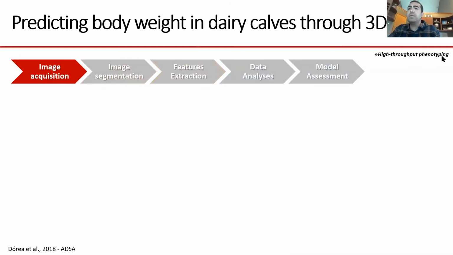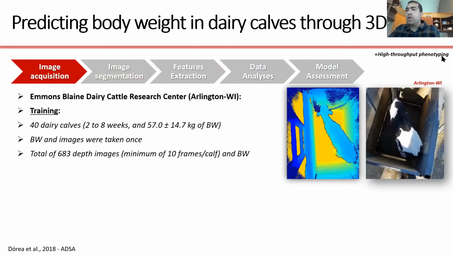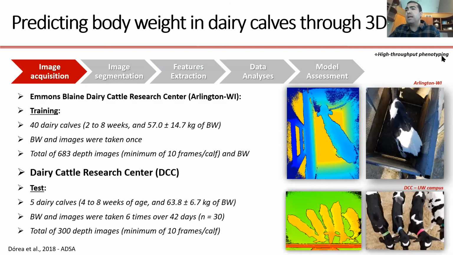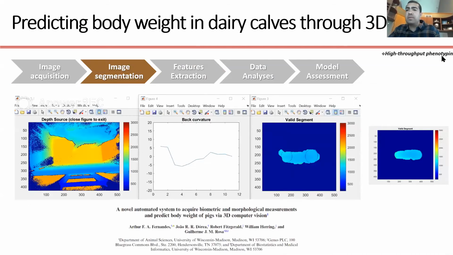So we ran a trial with dairy calves, in which we collected the body weight and the 3D image of those animals, and we developed an algorithm that can segment and exclude everything that is not the animal in the image.